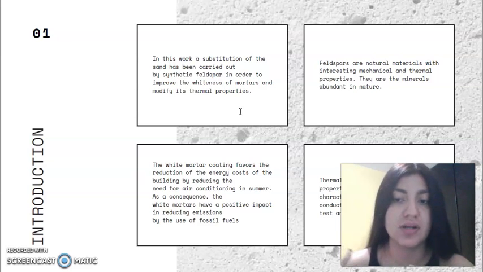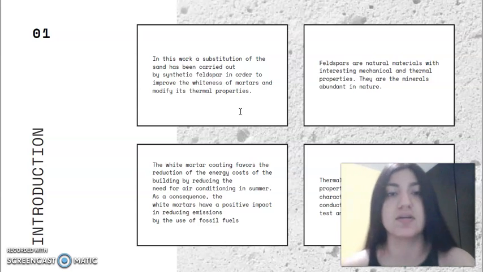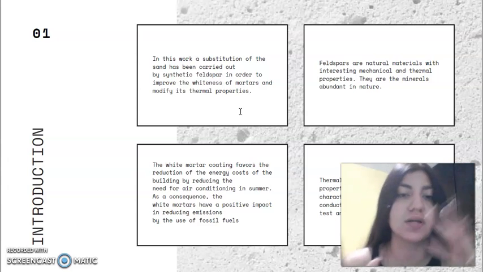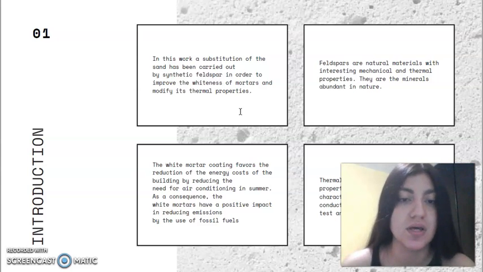They are abundant minerals in nature, and white mortar is quite in favor of the reduction of the energy cost of the building by reducing the need for air conditioning in summer. As a consequence, white mortars have a positive impact in reducing emissions from the use of fossil fuels.